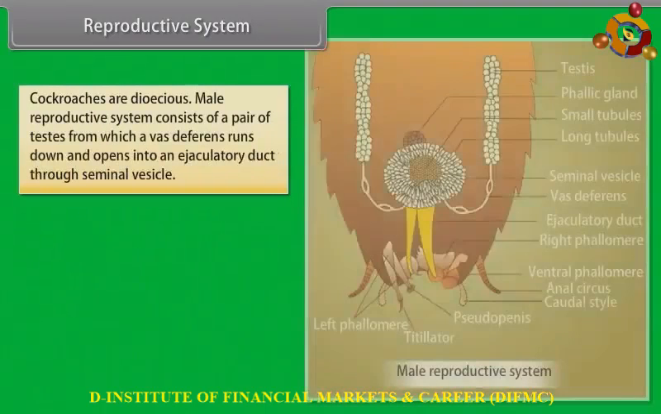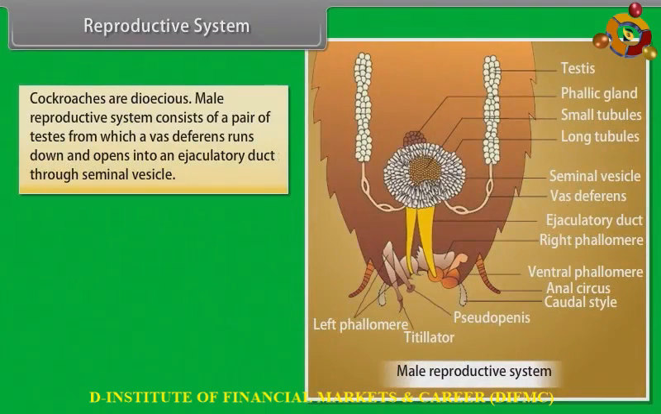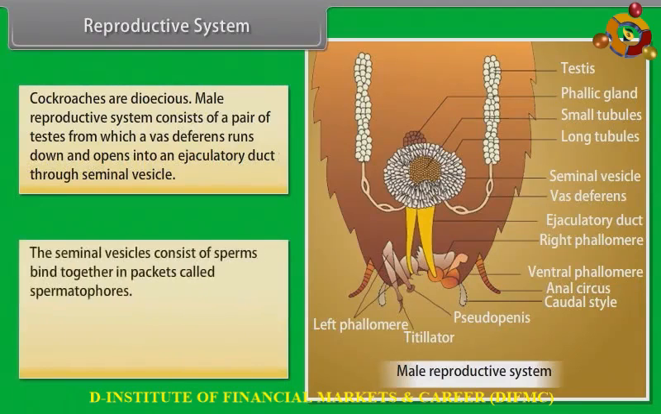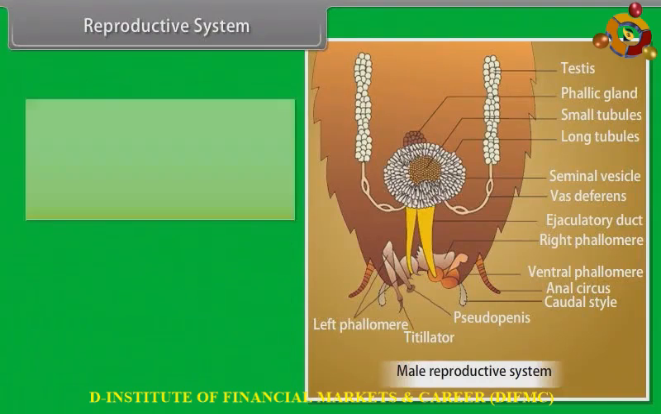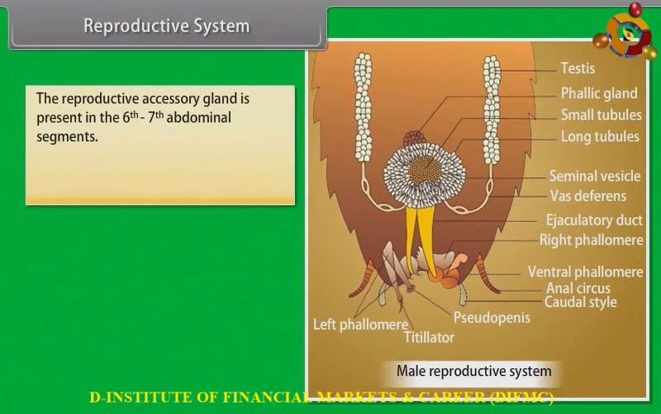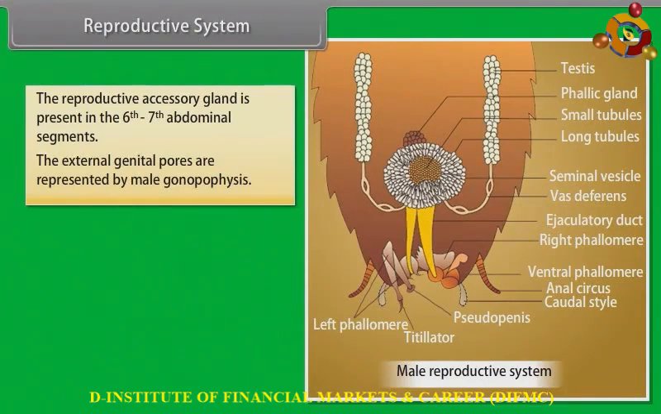Reproductive system. Cockroaches are dioecious. The male reproductive system consists of a pair of testes from which a vas deferens runs down and opens into an ejaculatory duct through the seminal vesicle. These seminal vesicles store sperms bound together in packets called spermatophores. The ejaculatory duct opens into the male gonopore present on the ventral side of the anus. The accessory reproductive gland is present in the 6th and 7th abdominal segments. The external genital structures are represented by the male gonapophysis.